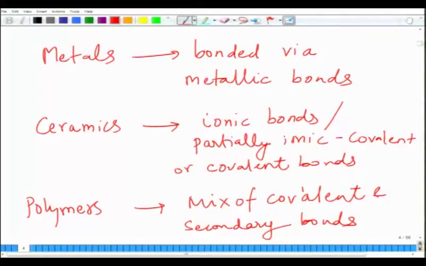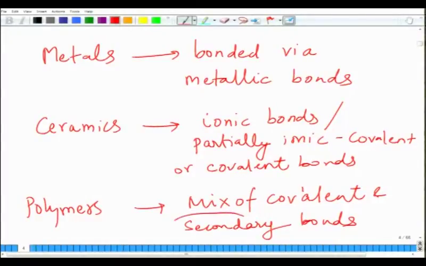And it is the nature of these bonds which is very crucial in imparting the properties which these materials have. Metals have high electrical conductivity, high thermal conductivity, malleability or ductility because they are bonded by metallic bonds. Ceramics are strong and have low electrical and thermal conductivity and low coefficient of thermal expansion because they are bonded by ionic or covalent bonds. Polymers on the other hand are soft, with low strength, because there is a mix of covalent and secondary bonding, and the secondary bonding plays an important role in determining the properties.